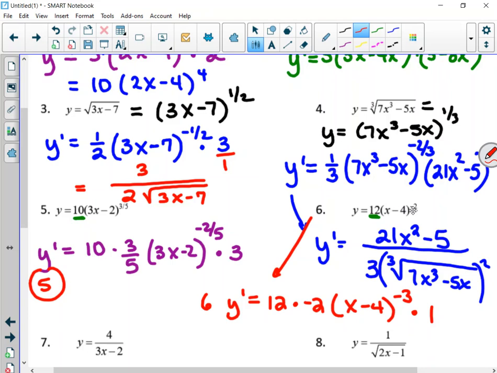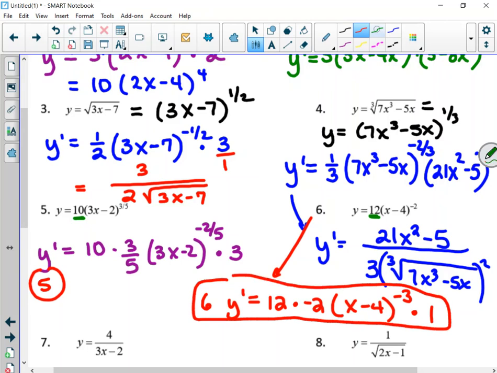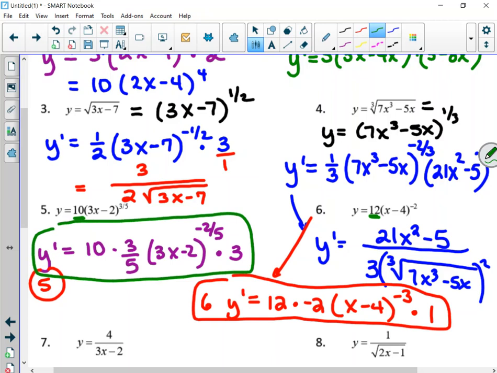So anytime you have something raised to a power, you can think, oh, I'm going to bring it down, blah, blah, blah, and then times the derivative of the inside. If the inside is just an x, your derivative is just 1. Even when your inside is x minus 4, your derivative is just 1. It's not a huge change if you forget the chain rule. It doesn't change anything at all. But it's good to remember the thinking.